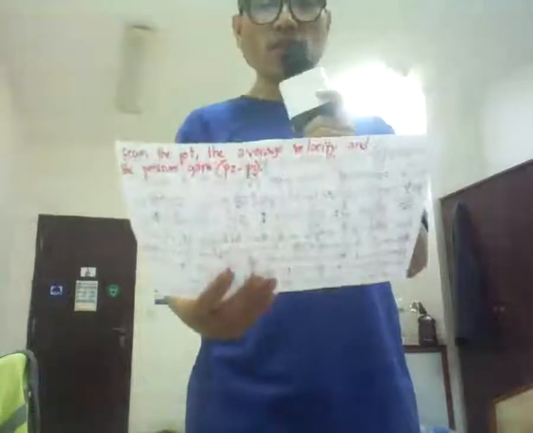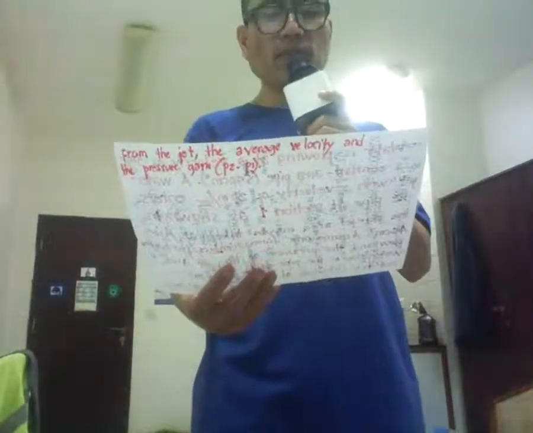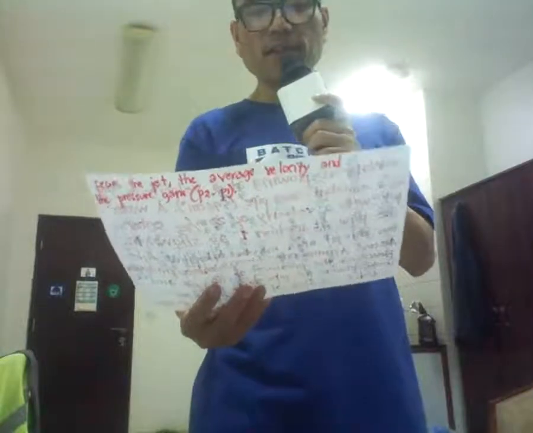Assume one-dimensional, frictionless flow and the pressure of the jet and the water flow in the pipe to be the same. So they are the same, so these are the constants. Okay, let's solve.